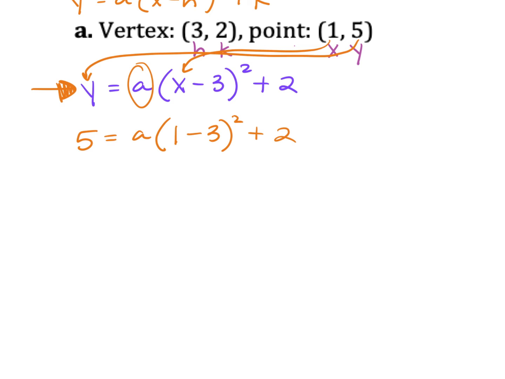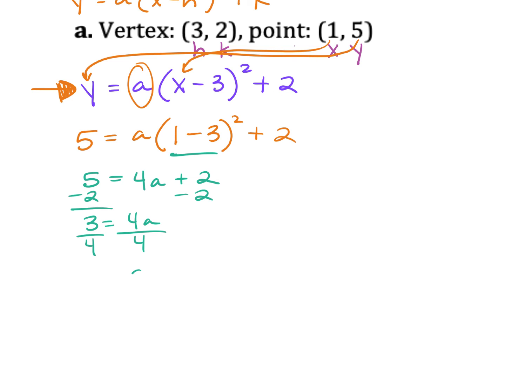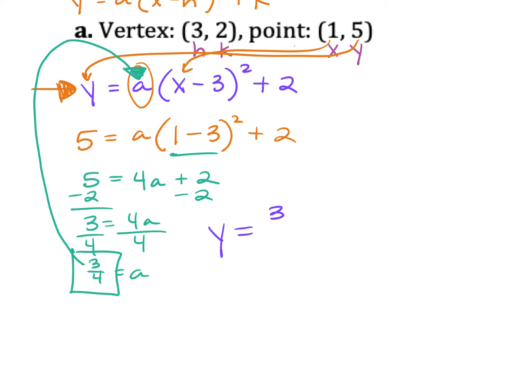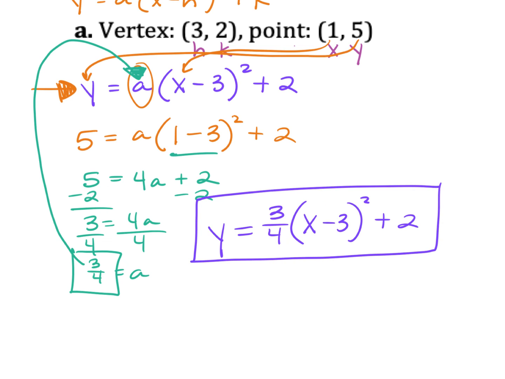Okay, so to simplify this, you get negative 2 squared. What's negative 2 squared? A positive 4. So this is 4 times A plus 2 equals 5. So take away your 2 and then divide by 4. Okay, so A is 3/4. So now here's your A value. You just take that number and drop it into that very first equation that we set up. So y equals 3/4 times x minus 3 squared plus 2. That is your vertex form.